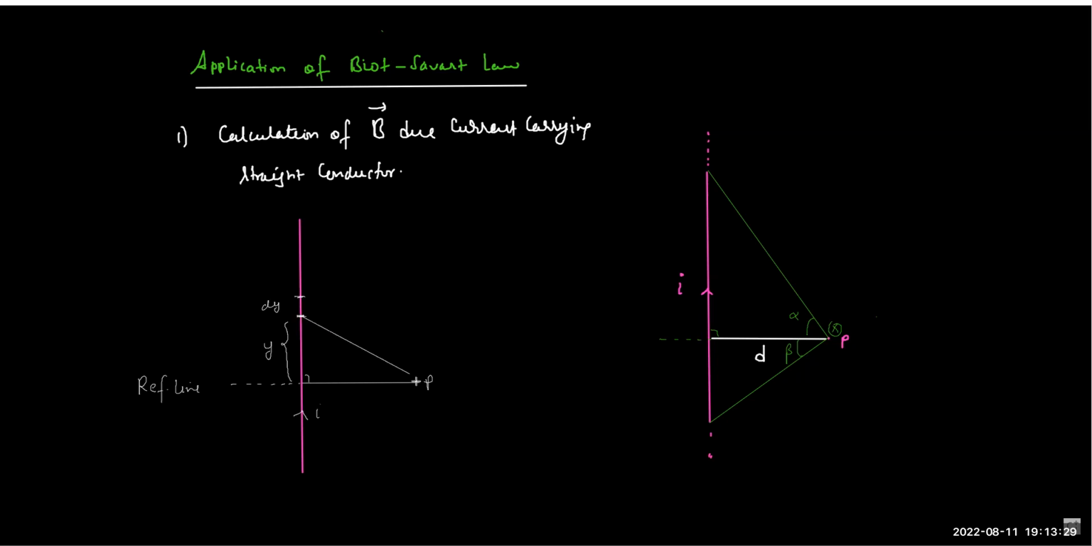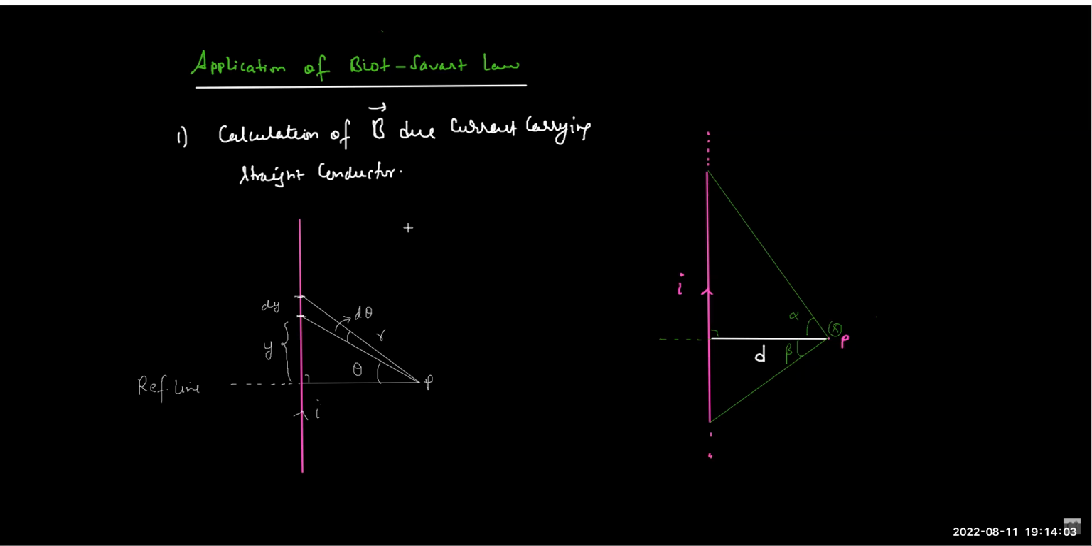Let's say the dy element subtends some angle, say this is theta, and the angle it subtends is d theta. The distance of the dy from the point P is r. So the dl vector will be in which direction? The dl vector we take in the sense of current flow, which is upward, right? Yes, sir.